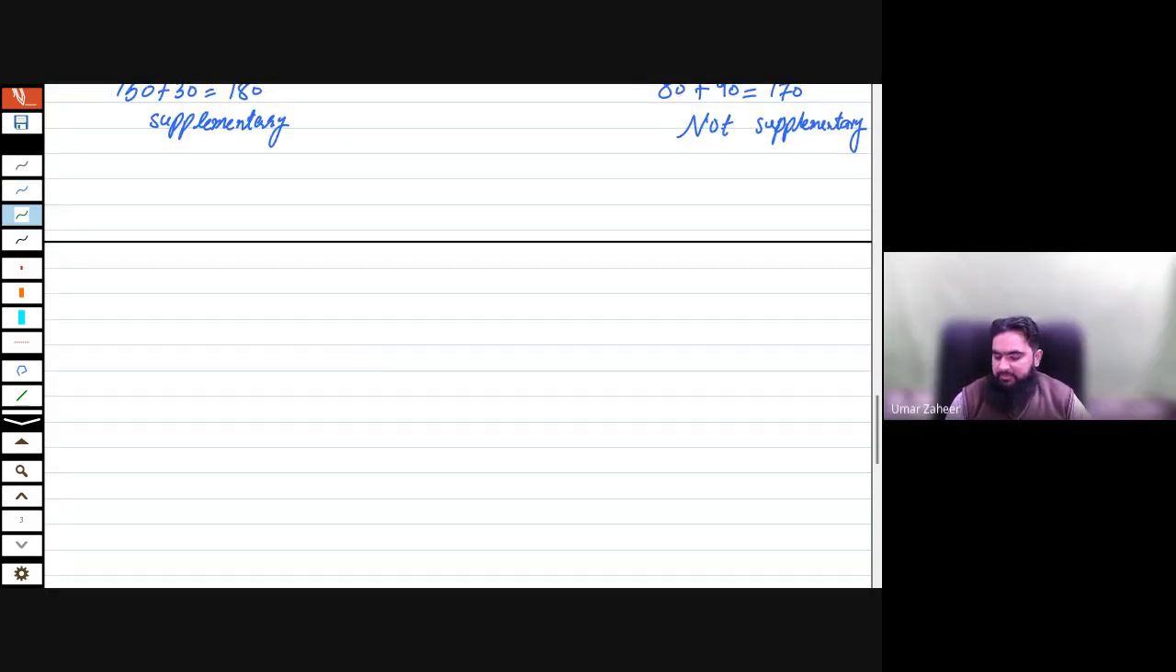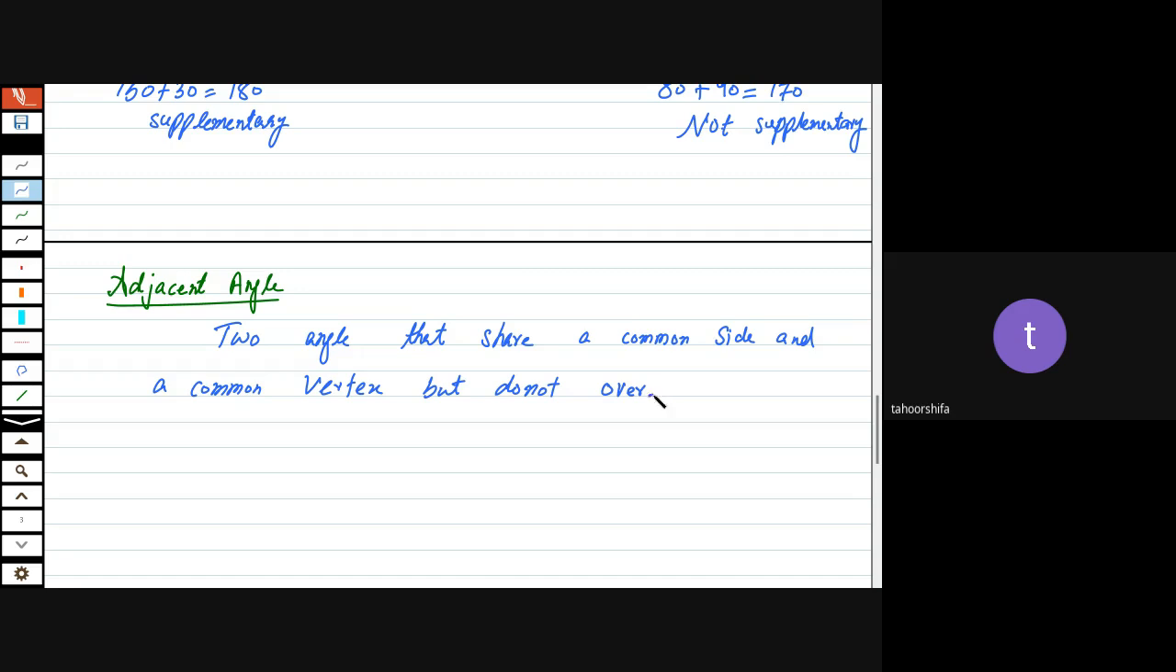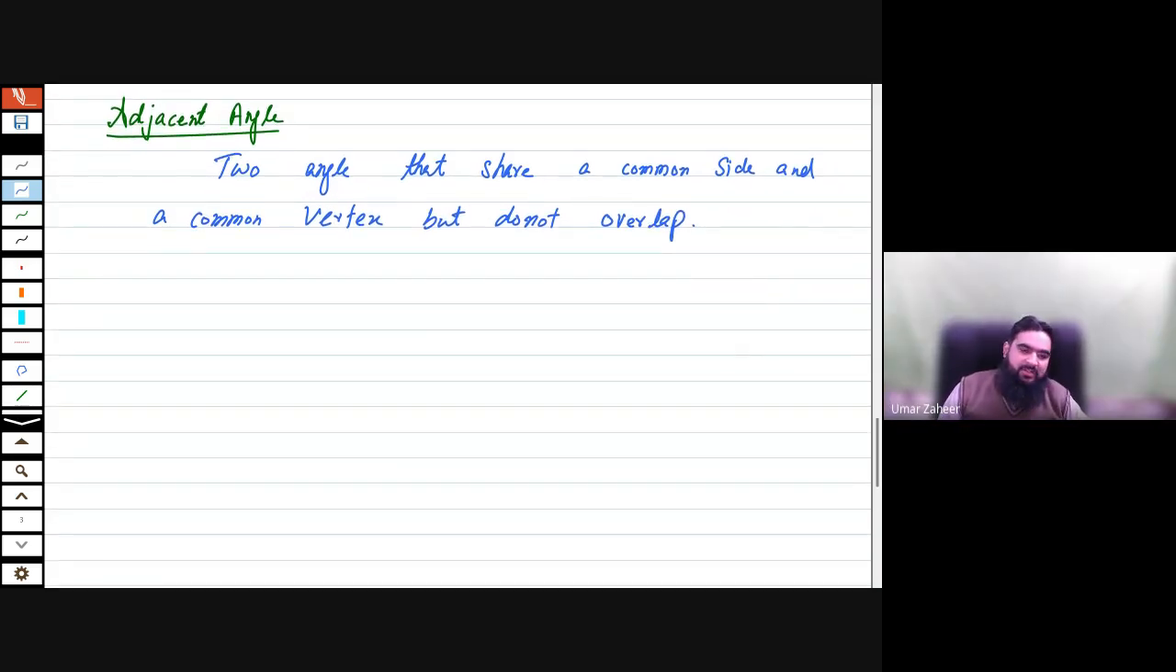Now after that we have adjacent angles. First of all, we have to understand the term. Adjacent angles: two angles that share a common vertex as well as a common side, but do not overlap. Such types of angles are known as adjacent angles.